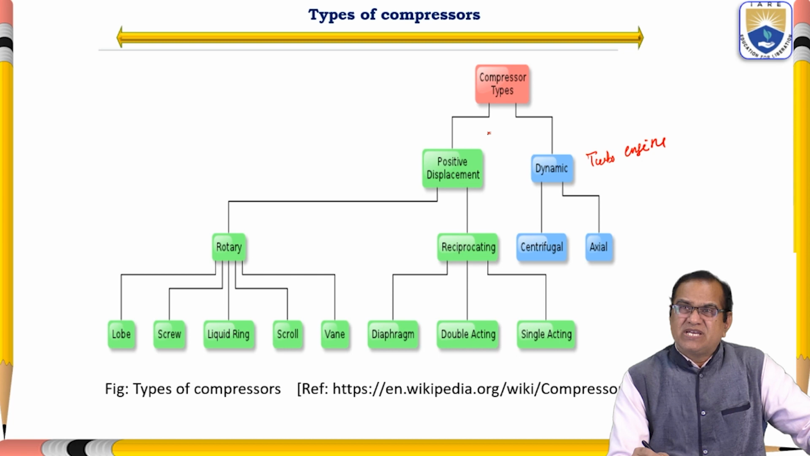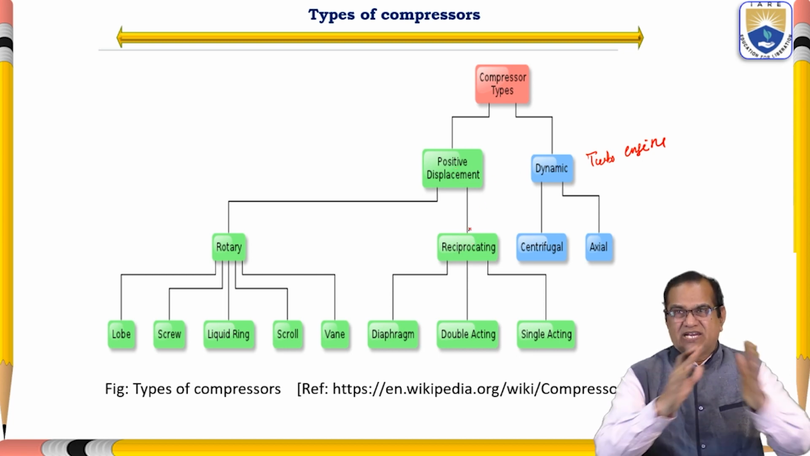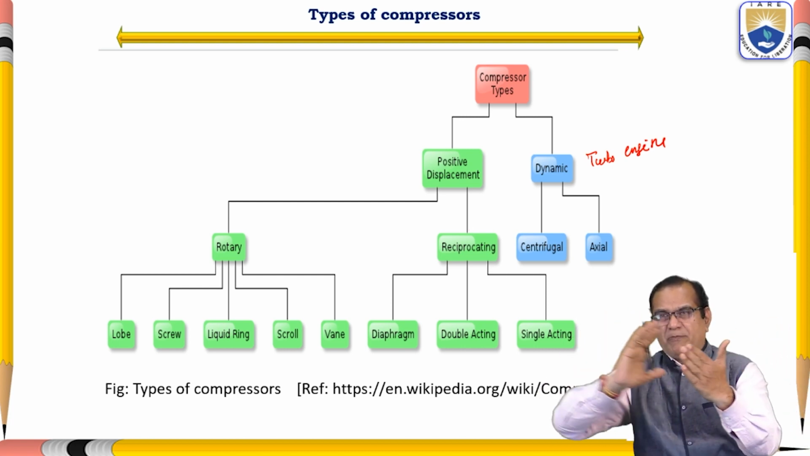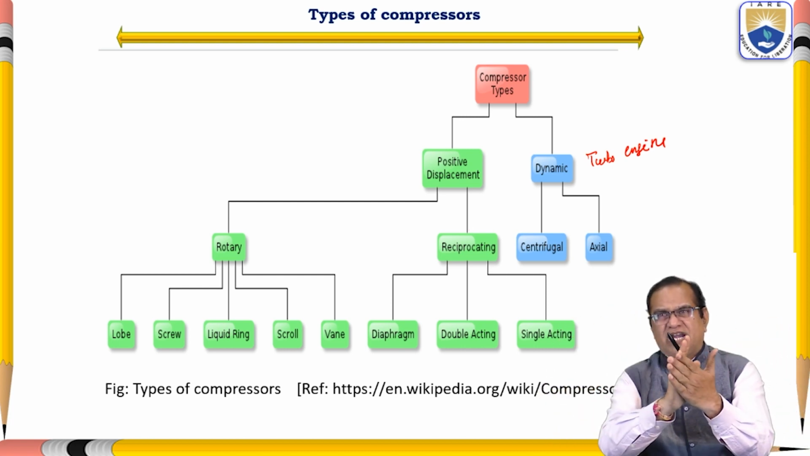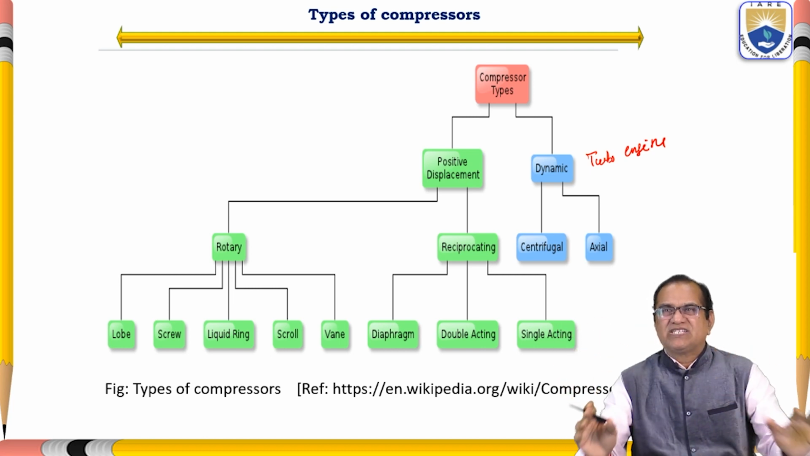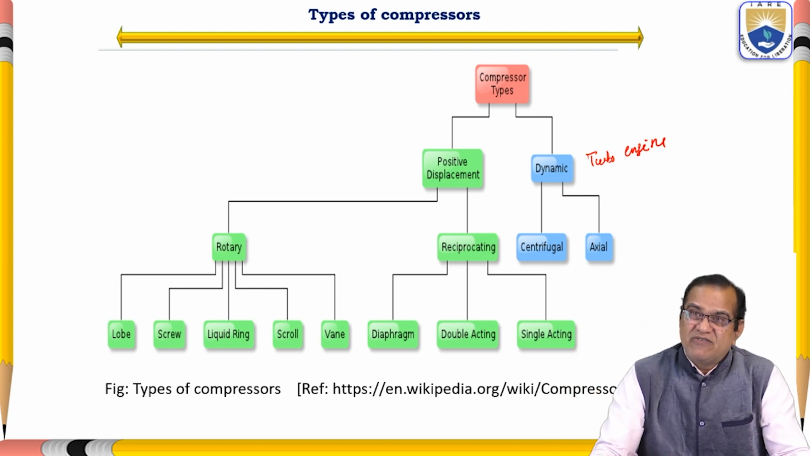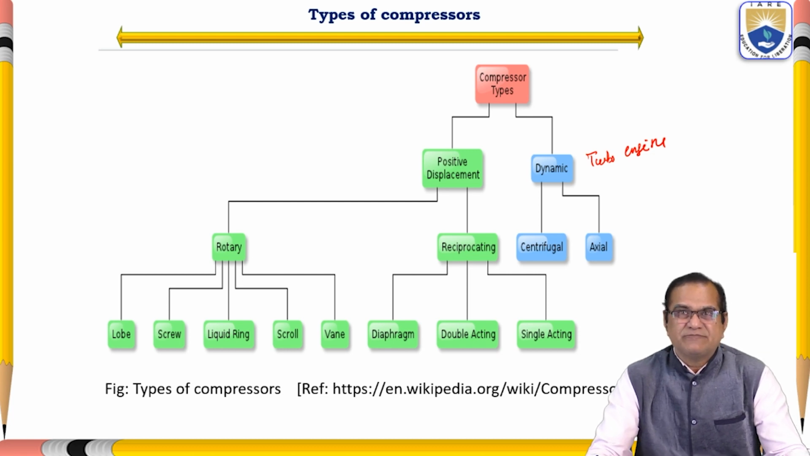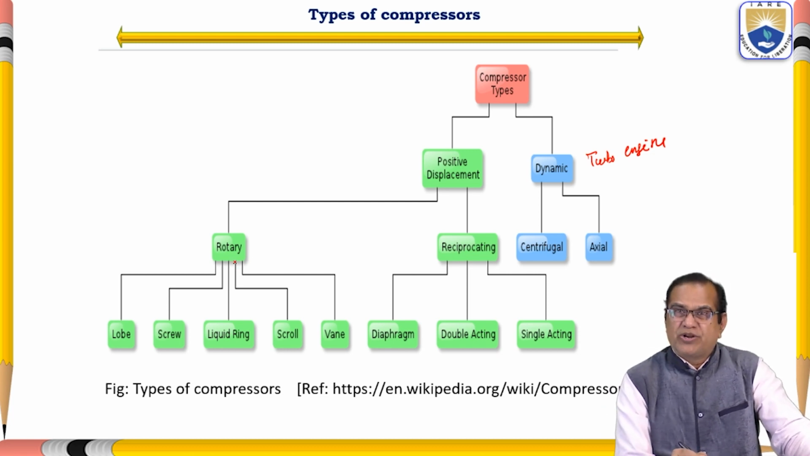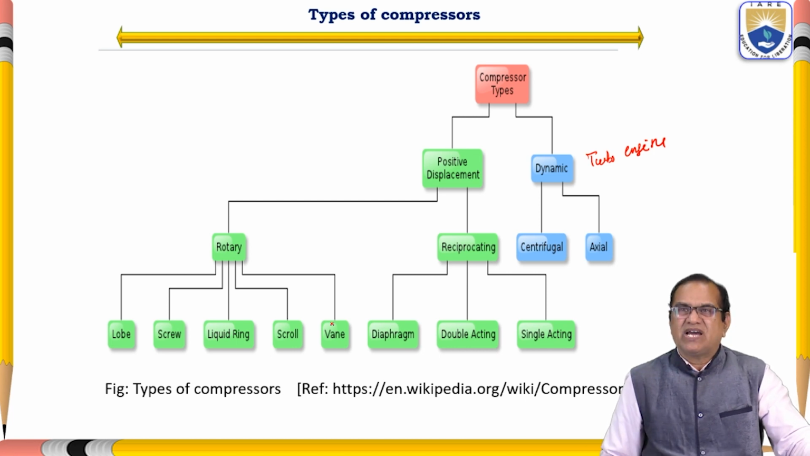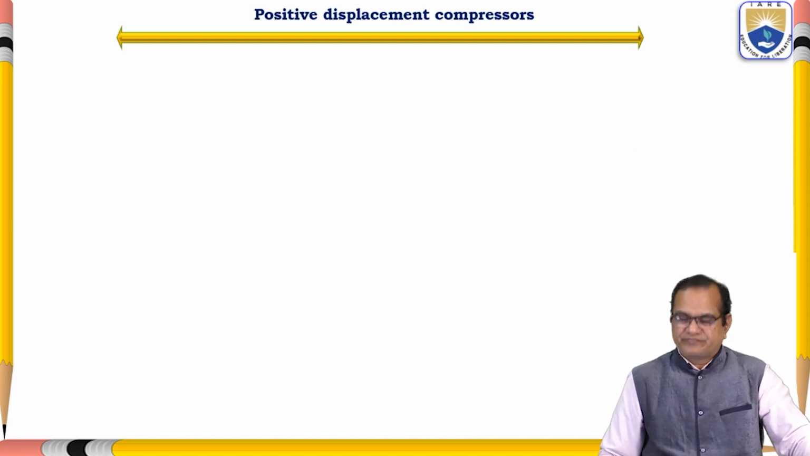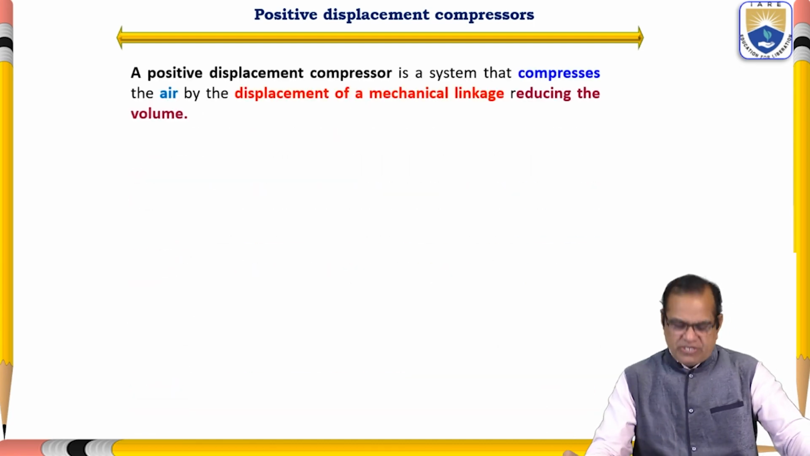So compressors are positive displacement and dynamic. In positive displacement we have the reciprocating type, where a piston moves forth and back. It may be diaphragm type, double acting or single acting. The rotary type has some rotation, like screw, lobe, liquid ring, scroll, vane. These are the few types expressed in this diagram. I will discuss one side first, the positive displacement compressor.